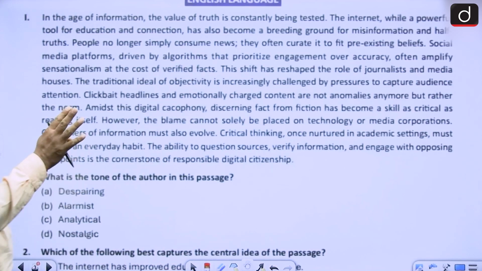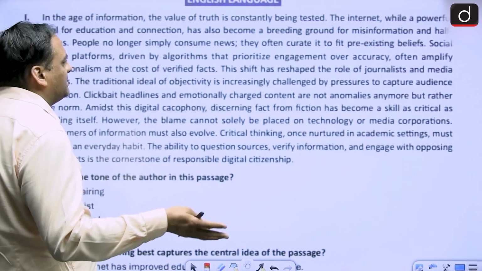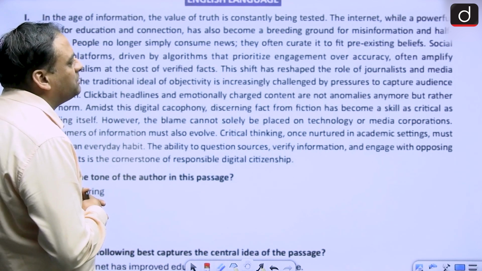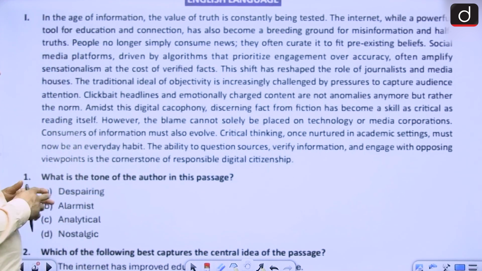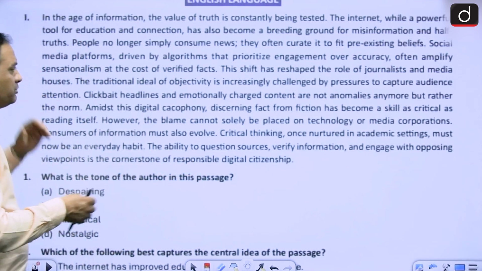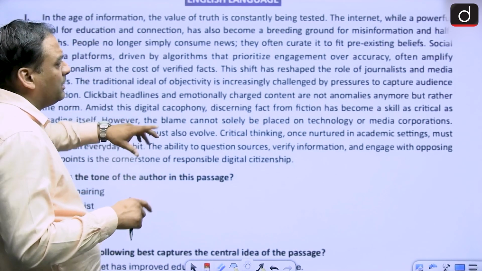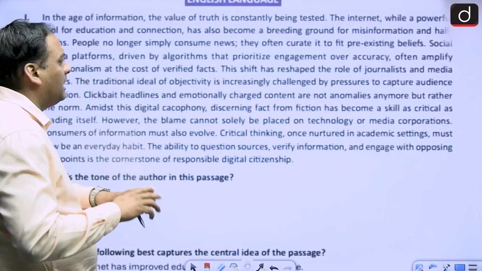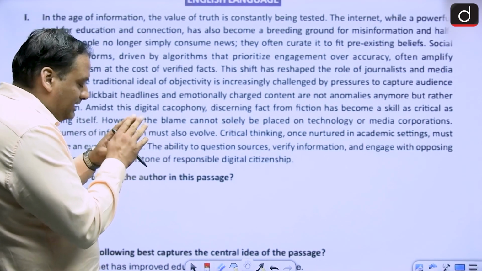They will not think about the facts, they will sensationalize it. This shift has reshaped the role of journalists and media houses. Because of that, the role of journalists and media houses has changed.